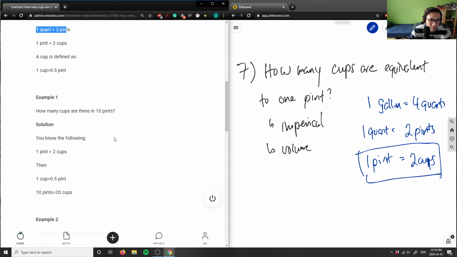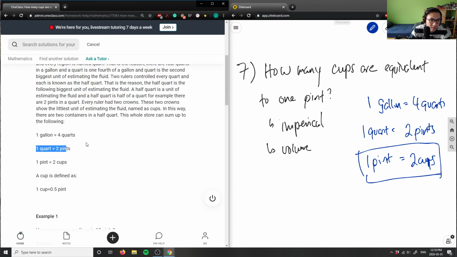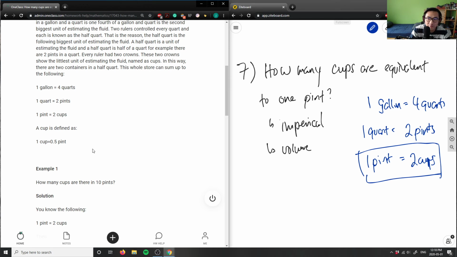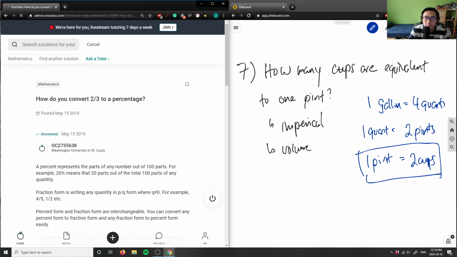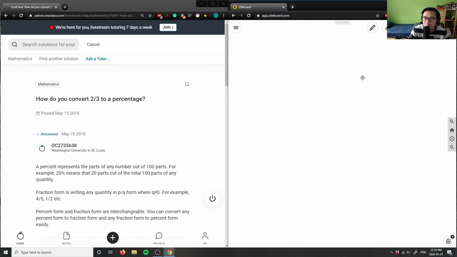So this solution is correct, but I don't think they actually explicitly say it. They wrote this down here, but a cup is defined as half a pint, which means there are 2 cups in a pint. So the solution is correct, though it should specifically say that 1 pint equals 2 cups. All right, that's number 7. Let's look at number 8.